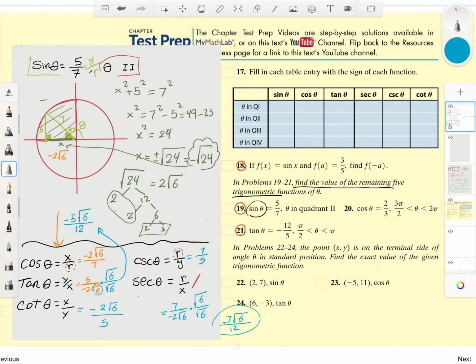So it might take a few minutes, but for sure there will be a question like this in your quiz and exam. Number 21, similar. Now we have tangent. So let me go over this as well.